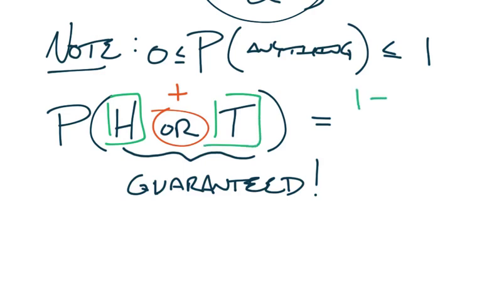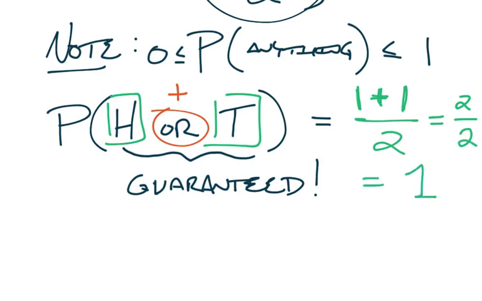So let's see here. We've got 1 plus 1 events, right? It's either heads is the first one, or means add. It's tails, which is the second event, divided by the total number of events that exist for this coin, which is 2. In other words, we get 2 over 2, and voila, this is a probability 1 event. All right? So this is the idea that's sort of at play here.